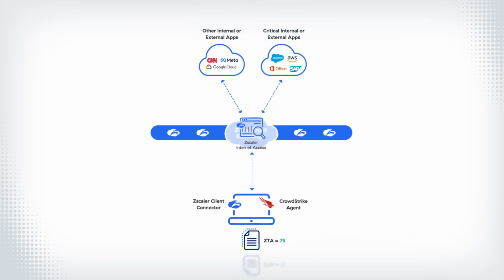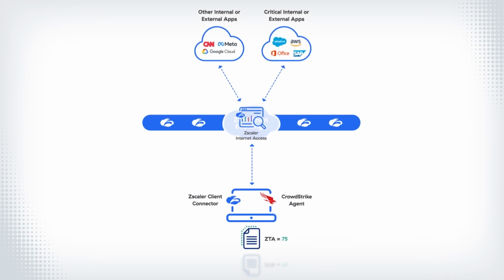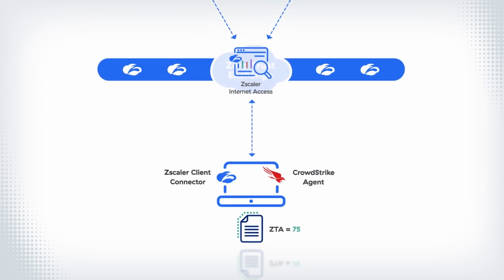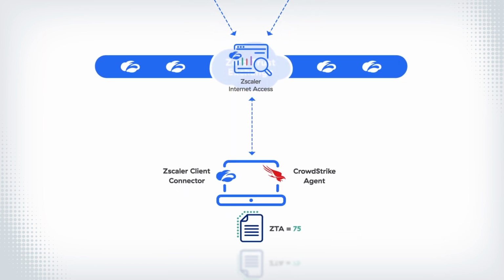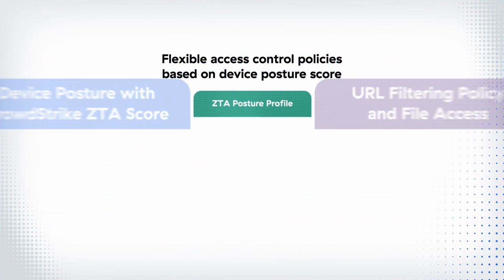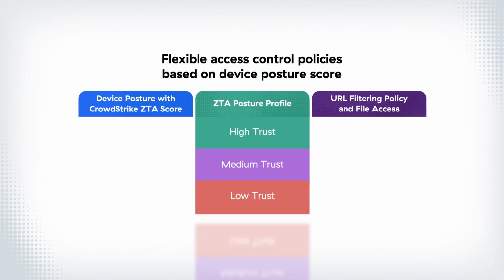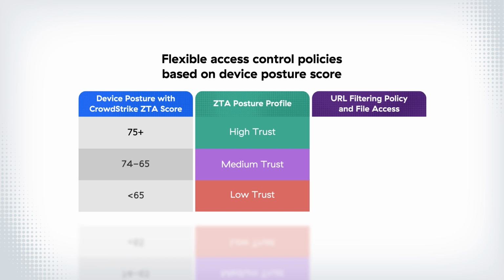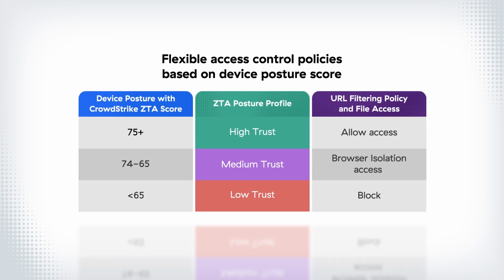An administrator for Zscaler Internet Access, or ZIA, can configure flexible access control policies based on predefined thresholds of the ZTA scores and other device profile information. In this example, we've configured three ZTA posture profiles that classify devices into high, medium, or low trust groups, depending on their minimum ZTA scores. These trust groups, in turn, are used by a ZIA policy for device posture-based conditional access control.